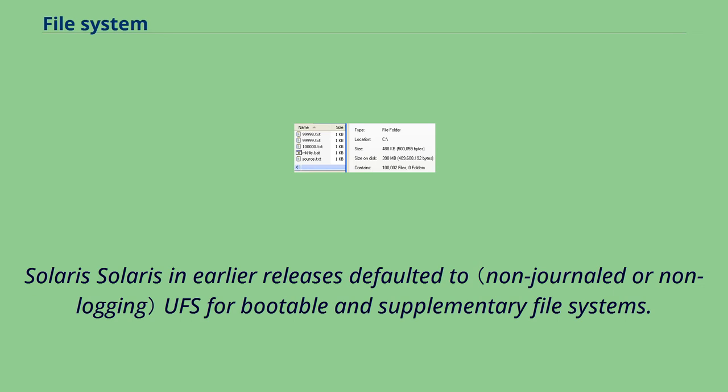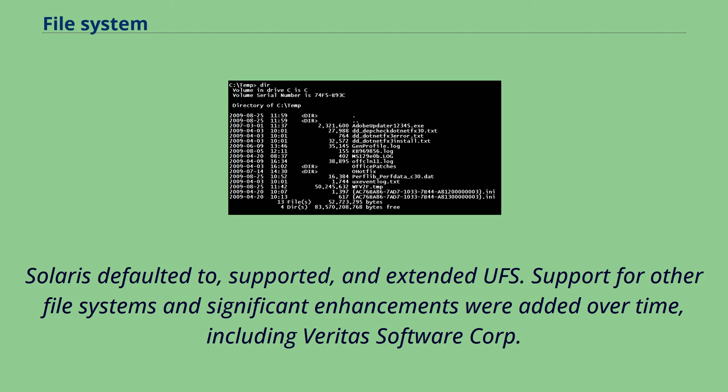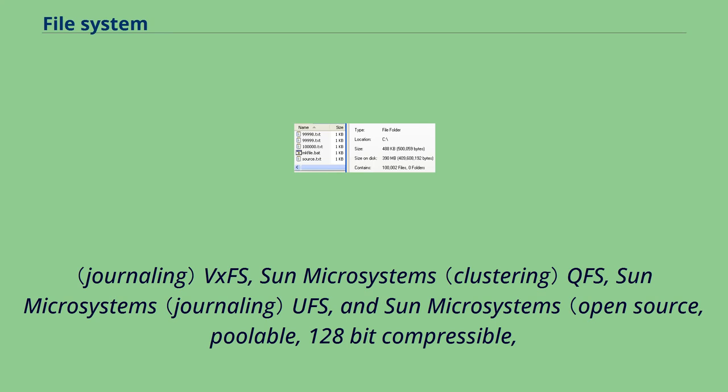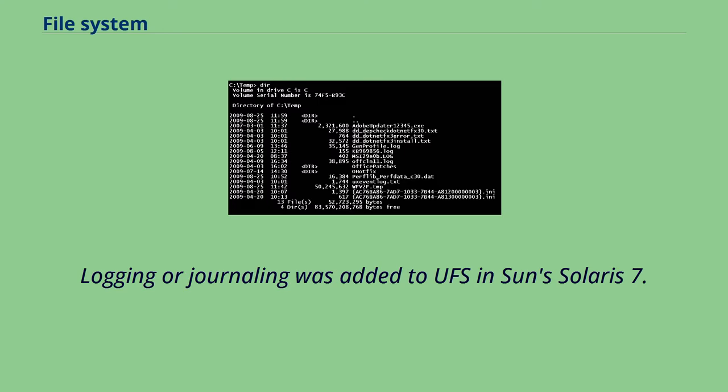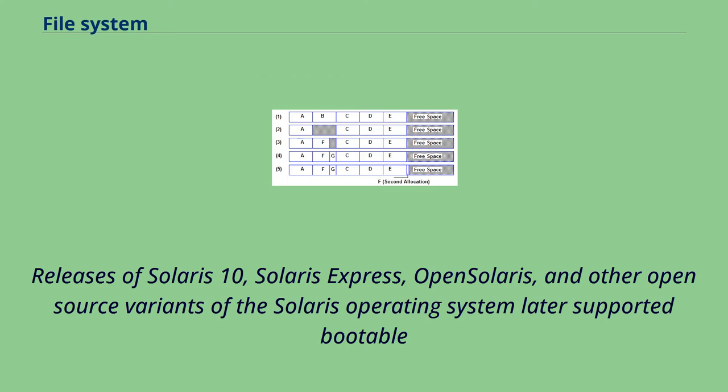Solaris in earlier releases defaulted to UFS for bootable and supplementary file systems. Solaris defaulted to, supported, and extended UFS. Support for other file systems and significant enhancements were added over time, including Veritas Software Corporation VxFS, Sun Microsystems QFS, Sun Microsystems UFS, and Sun Microsystems' open source, poolable, 128-bit, compressible and error-correcting ZFS. Kernel extensions were added to Solaris to allow for bootable Veritas VxFS operation. Logging or journaling was added to UFS in Sun Solaris 7. Releases of Solaris 10, Solaris Express, OpenSolaris, and other open-source variants of the Solaris operating system later supported bootable ZFS.